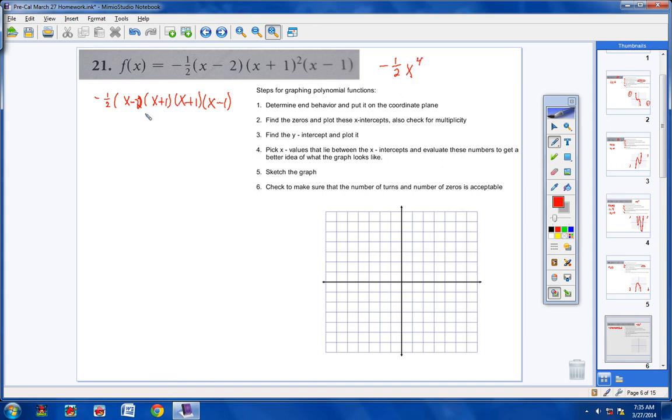So, end behavior. Notice my degree is even and my lead coefficient is negative. So that means I'm going to have a graph that's going to go down to the left and down to the right. Okay, now step 2, find the zeros and plot these. Okay, no problem. This group here would not give you any zeros. This group here would give you a positive 2, this group a negative 1, this group a negative 1, and this group a positive 1.